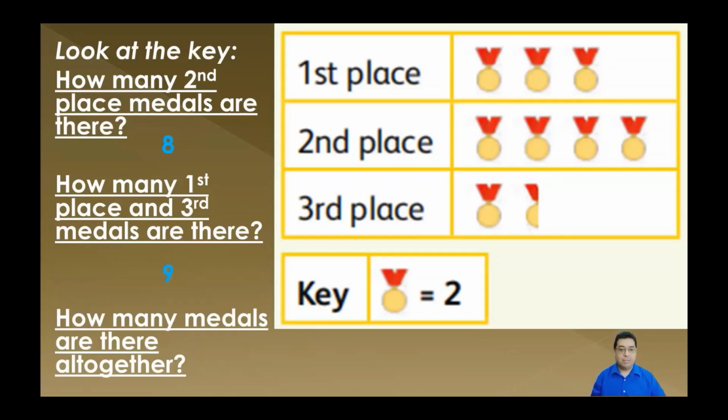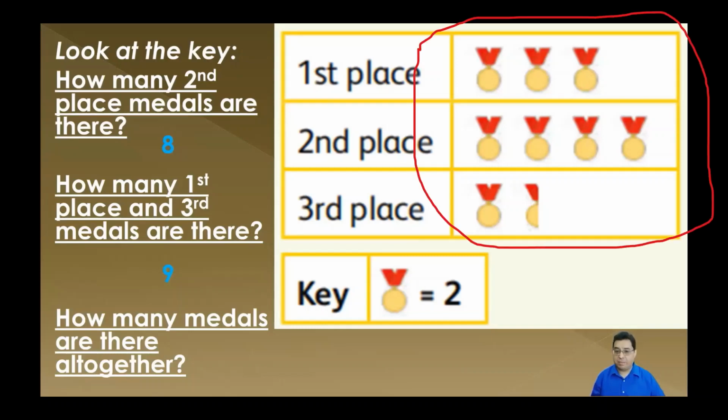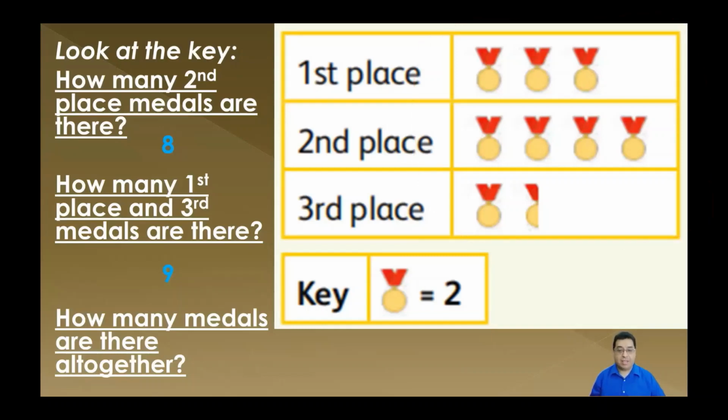Let's look at the last question here. How many medals are there altogether? Now, altogether means the total amount of the first, second, and third place medals. So again, you're going to have to count. And remember, the key says each medal is 2. So how many are there altogether or total? That's right, 17 is the answer.